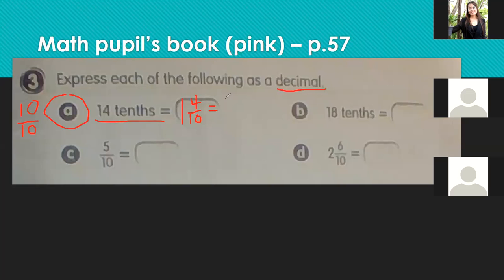1 4/10. Yeah. This is going to be 1 point, and then we've got an extra 4/10 here. 1.4. Yes, okay, 1.4. So 14/10 is equal to 1 4/10, which is also equal to 1.4, should be our answer in decimals.